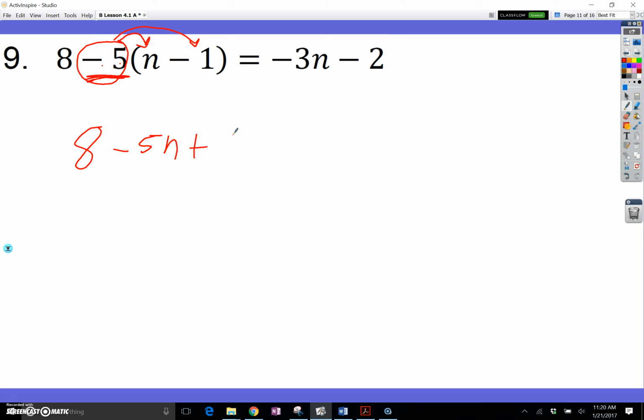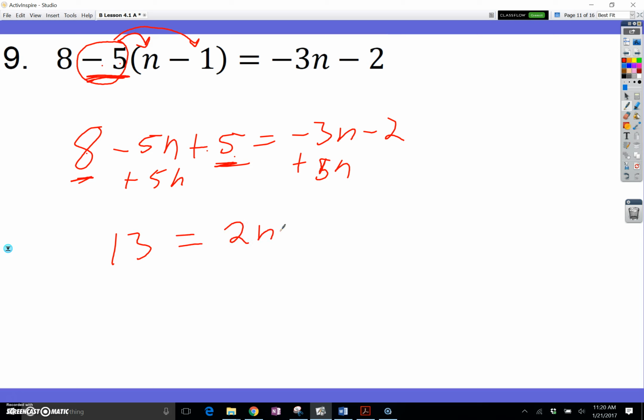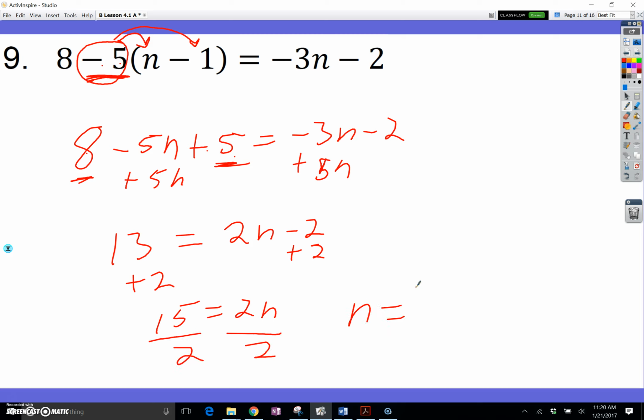From there, I'm going to add 5n on both sides. And I'm also going to combine like terms, the 8 plus the 5. So that's going to give me 13 is equal to 2n minus 2. And then I'm going to add 2 on both sides to get 15 is equal to 2n. And then I'm going to divide both sides by 2 to get n equals 15 over 2, which I would just leave there, or it's 7 1/2. If you want, you can go to a mixed fraction, but you can leave it just like that.